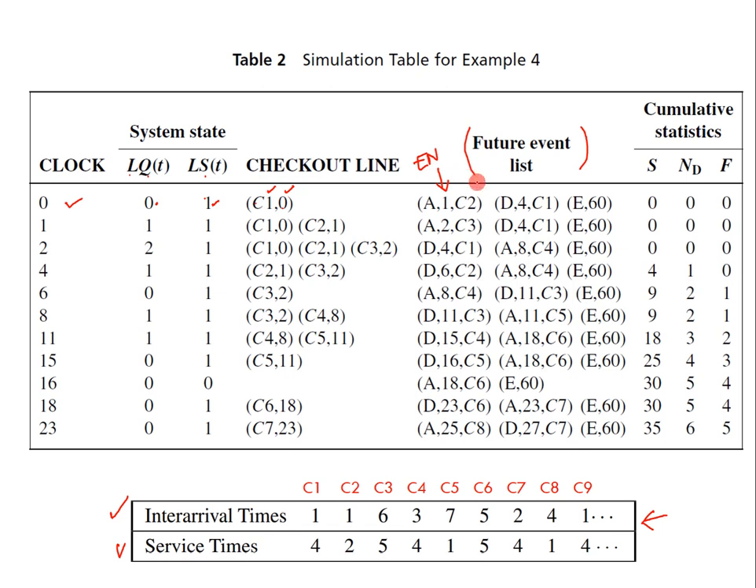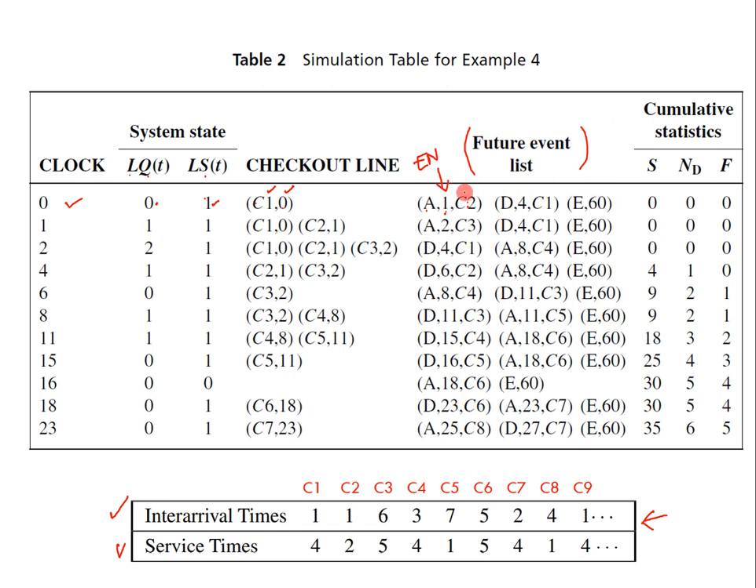What will be the future event list after time 0? What's going to happen next? The next event is the arrival of customer 2 at time 1. That's the nearest future arrival event. So in the future event list, we're going to have the next arrival, the next departure, and also the end time of the simulation. There are 3 things we're going to have in the list.